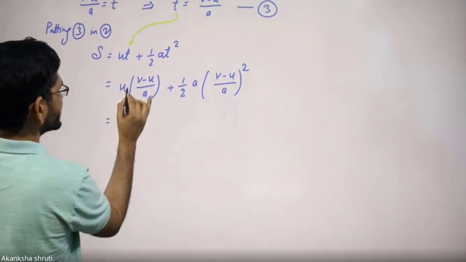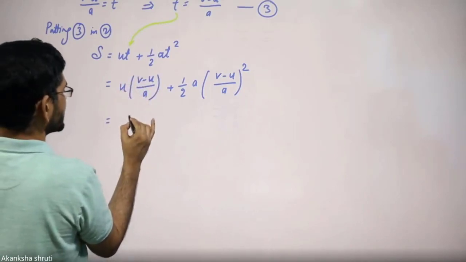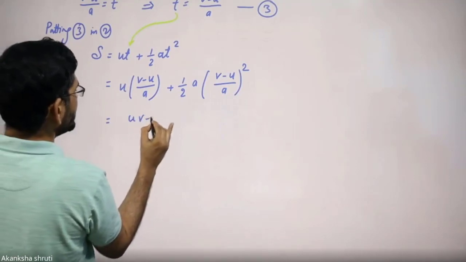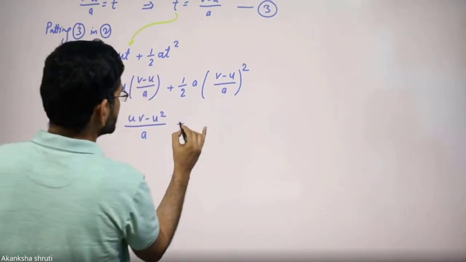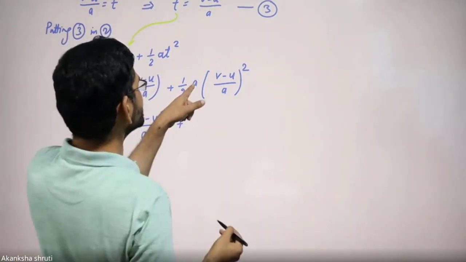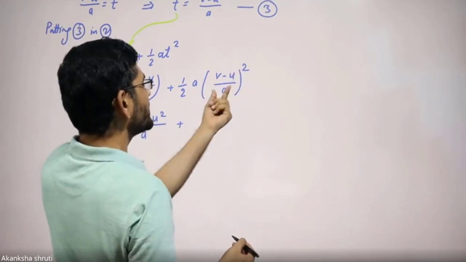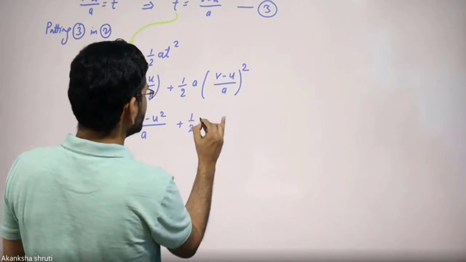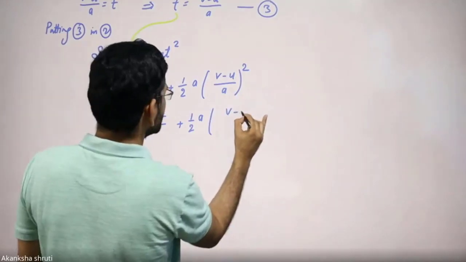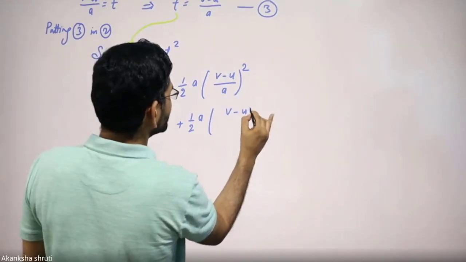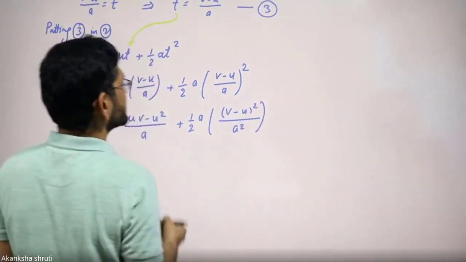Students, we can write this u in the numerator itself. So it is like uv minus u square by a. This is the first. Now the second. Students, keep in mind, what is this? The a is outside. This square indicates (v minus u) square by a square. So half a, let me keep, this square is for the (v minus u) their square first, and then a, their square. It simply means that.